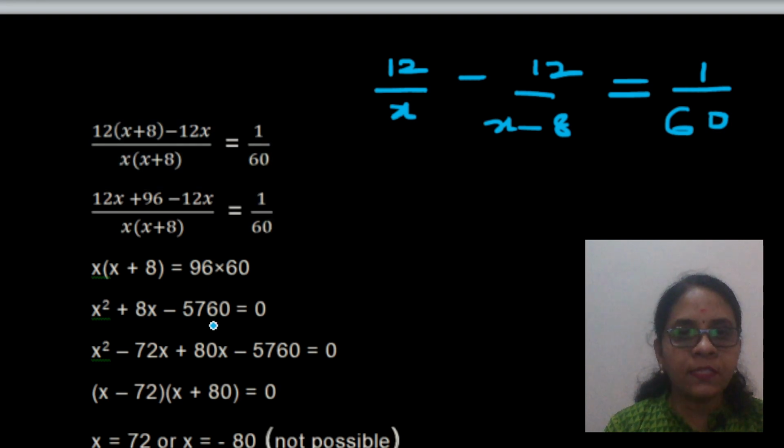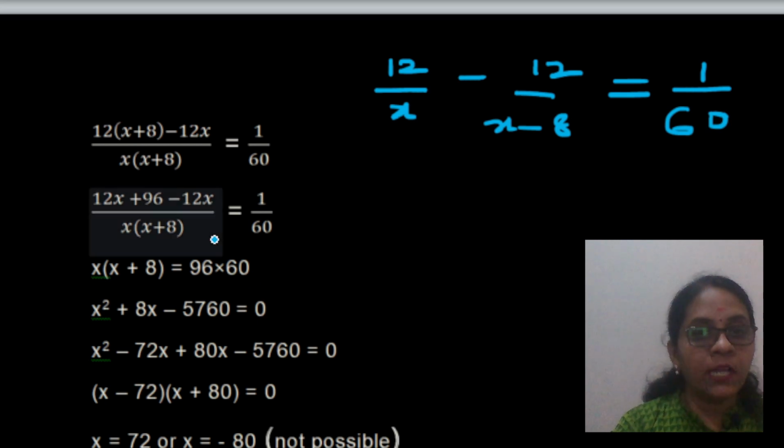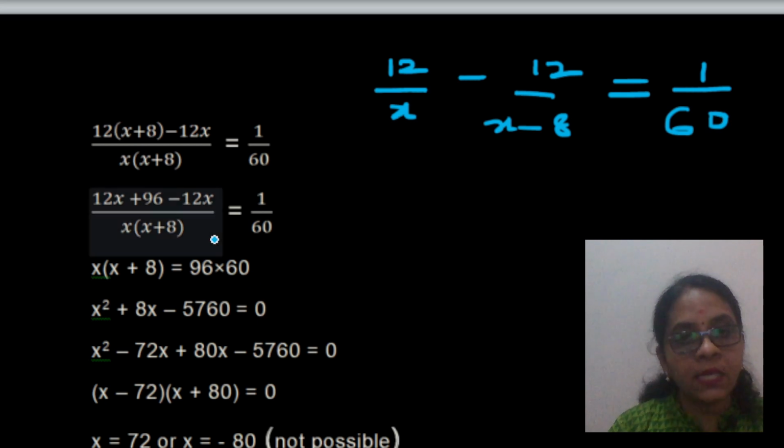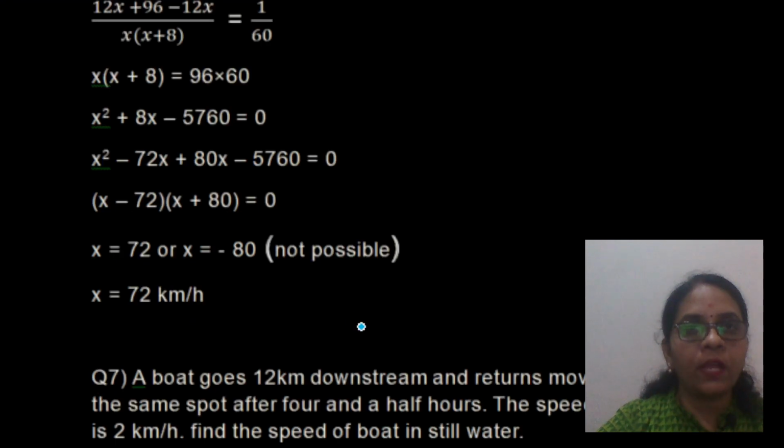You have x square plus 8x minus 5760 is equal to 0. A pretty big factor, but you have no option, children. You have to factorize, and the factors are 72 and 80. So x is equal to 72 or x is equal to minus 80. Minus 80 isn't possible because speed can't be negative. Is that clear? So speed can't be negative, therefore x is equal to 72 kilometer per hour.